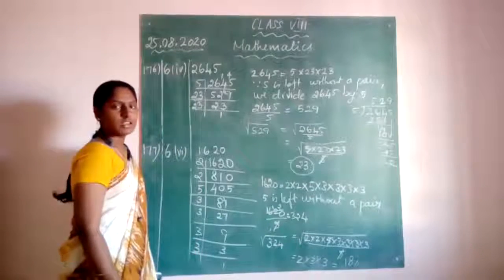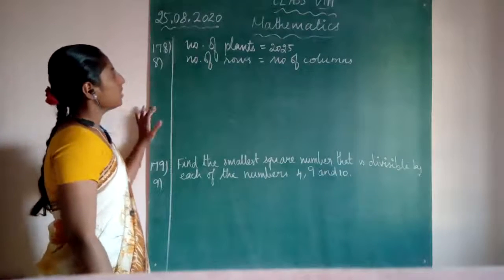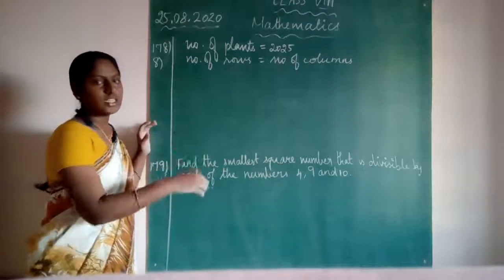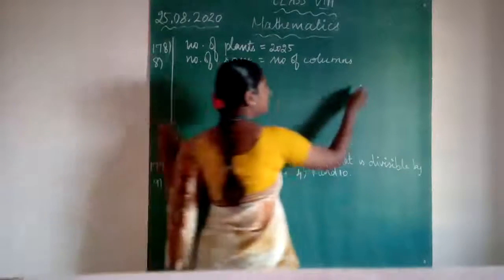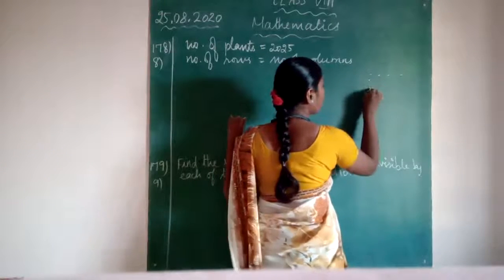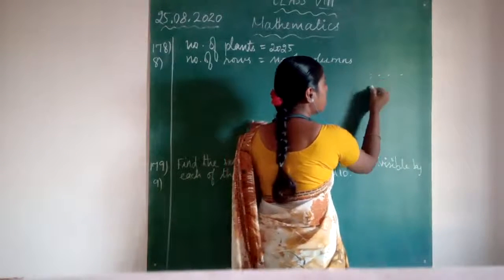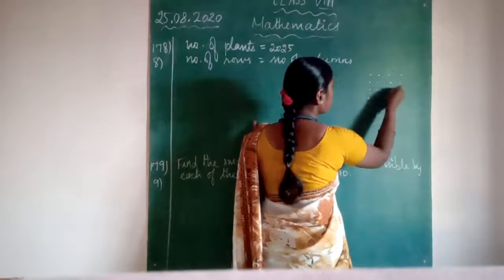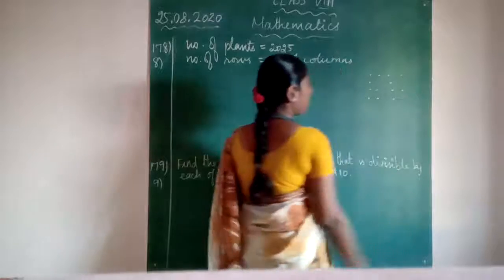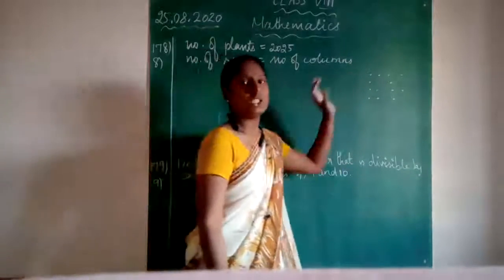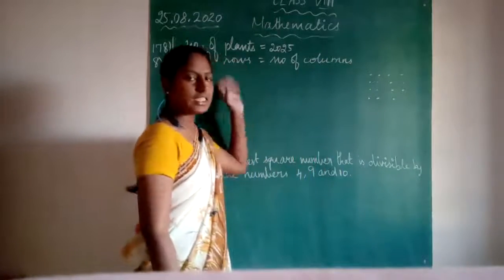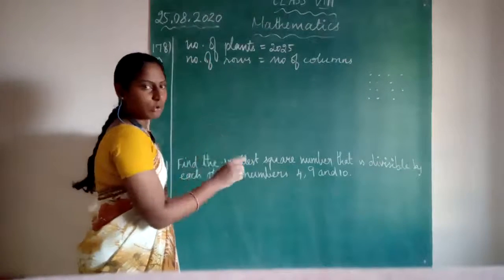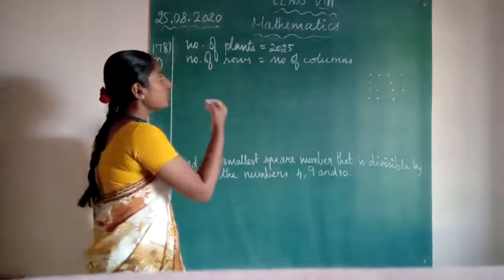Is it clear? The next question, 8th question. Here it is given there are 2025 plants and they are planted in such a way that the number of plants in each row is equal to the total number of rows. That is, if there are totally 4 rows, then each row will have 4 plants. So this is the concept that is said here: number of rows equal to number of plants in each row. That is, I can write this as number of rows equal to number of columns. So if I want to find the number of rows, I have to find the square root of 2025.